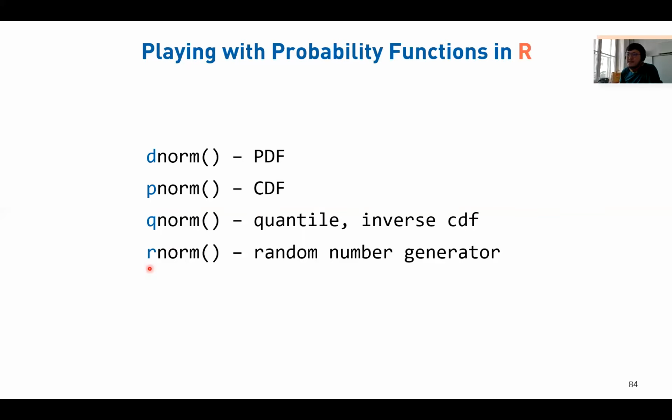And the last one is the random number generation. If you, for example, are interested in generating 100 random numbers from a standard normal distribution, where the mean is 0 and the standard deviation is 1, you can use rnorm to generate random numbers.